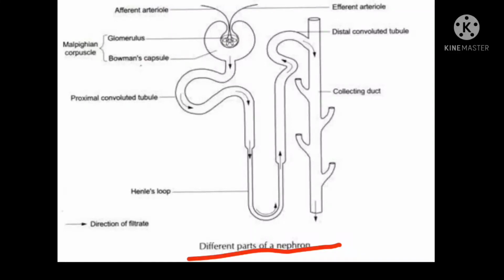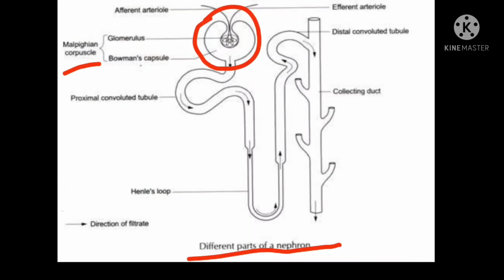This is the diagram of nephron. Nephrons are functional units of kidney. Each kidney is made up of 1 million nephrons. Nephrons are complex tubular structures. This part of the nephron is called Malpighian corpuscle, and the rest part is called renal tubule.